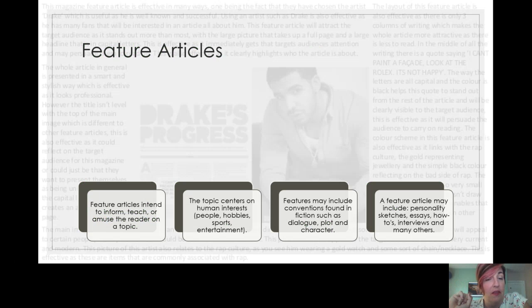All right. So the second type of articles we said are feature articles. So these are the nice to know. Feature articles intend to inform, teach, or amuse the reader with the topic. So that's a little different. These are sometimes more opinionated and more interesting because it's not just facts. There are other details going on. So it might be a funny story about someone's life. It could be a sad story about someone's life, something that they've really had to overcome. It could be about sports.